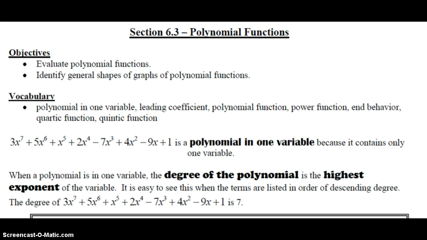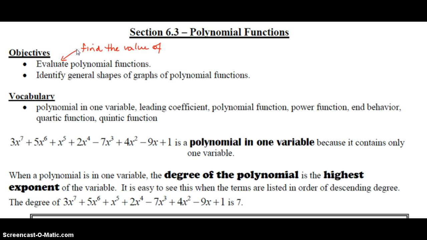We're continuing on our work in polynomials with section 6.3, polynomial functions. Our objectives are to evaluate polynomial functions, and remember that evaluate means find the value of. Our second objective is to identify general shapes of graphs of polynomial functions. And what that means is we're going to be making connections between what we see written out as the function and what that does to the graph.